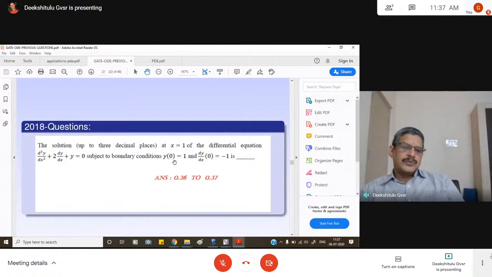Okay, so substitute the constants. So what happens is c1 becomes 1. Then find the y derivative and put x is equal to 0, you'll get c2 also.